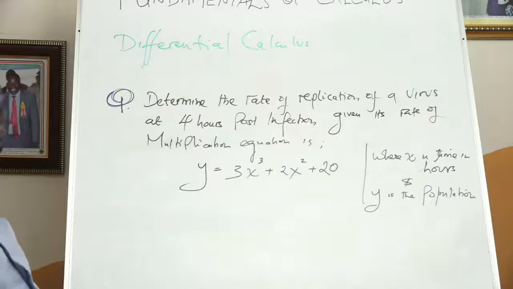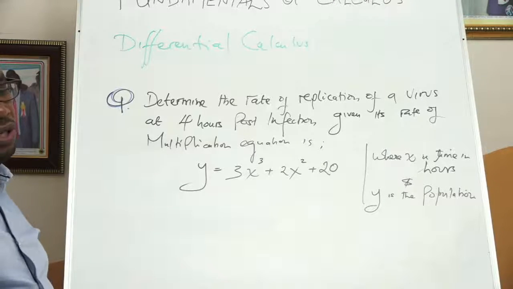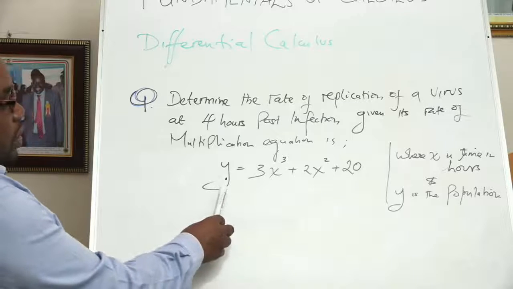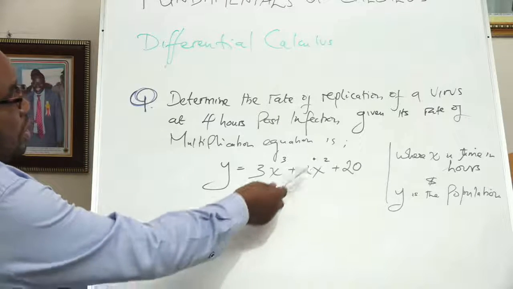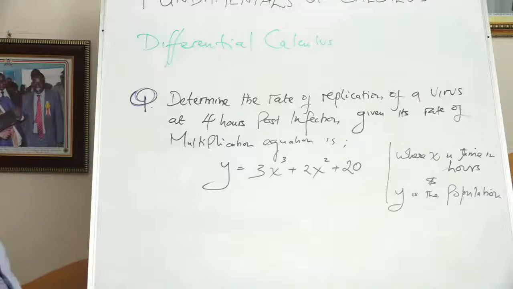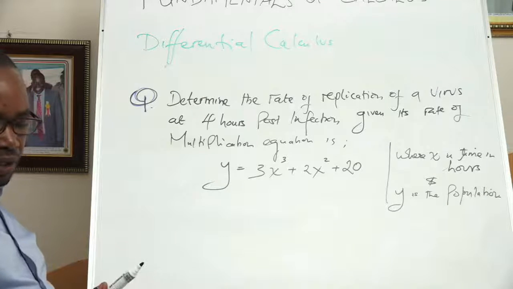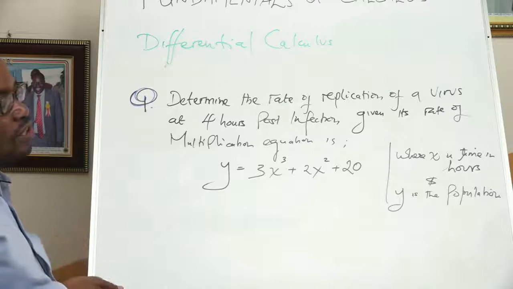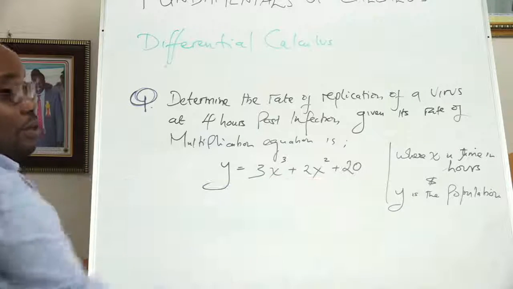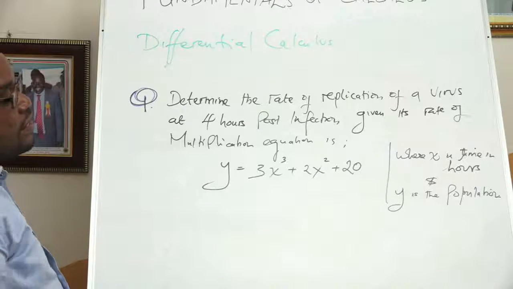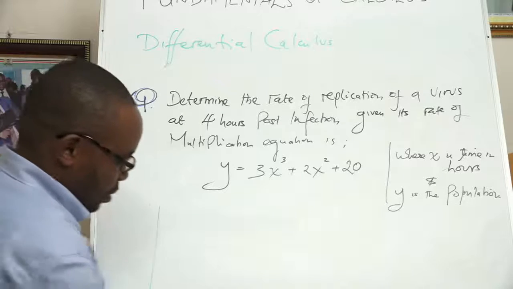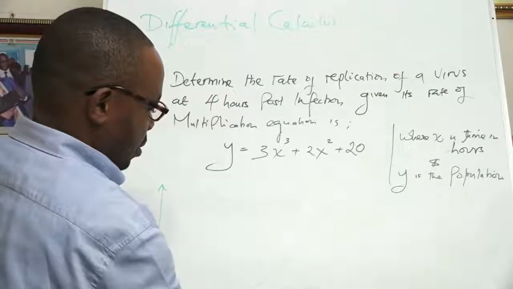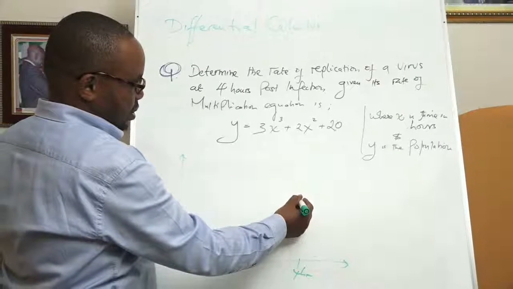let's answer this. We are given the model equation of how the virus is multiplying. And the model equation is y is equal to 3x plus 2x plus 20. I want you first of all to note that at this point in time, when time x is 0, at the initial stage of the infection, when the time is almost zero, the person has 20 particles that started to multiply. And we're asking, at the fourth hour, what will be the rate of change?